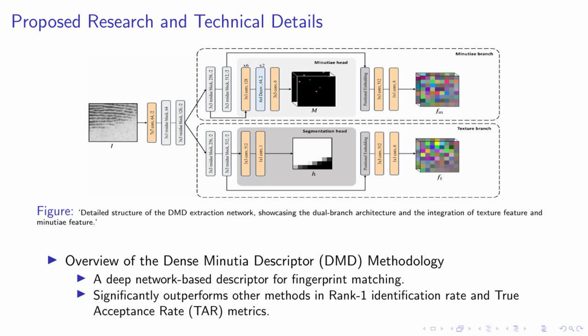This structure is designed to integrate two distinct features, the texture feature and the minutia feature. The DMD is a deep network-based descriptor, specifically developed for fingerprint matching. It's important to note that our evaluations have shown that the DMD significantly outperforms other methods in two key metrics: the rank 1 identification rate and the true acceptance rate, or TAR.